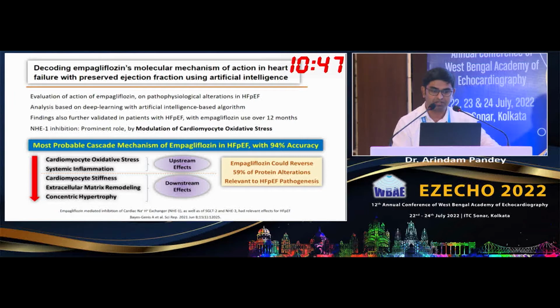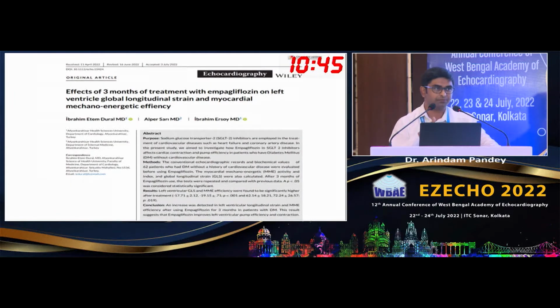So that becomes important. I was looking into the literature when I was allotted this topic, and I found an original article published this month, the month of July. It talks about the echo assessment and the effect of 3-month treatment with empagliflozin on left ventricular global longitudinal strain and myocardial mechanoenergetic deficiency. And it was found that after only a 3-month trial of empagliflozin, both these things can be taken care of, and there was a significant improvement.